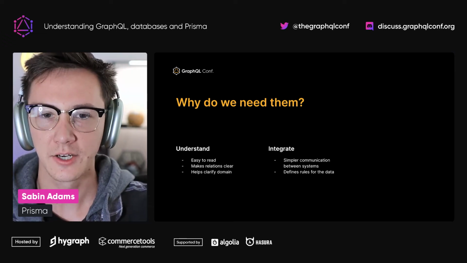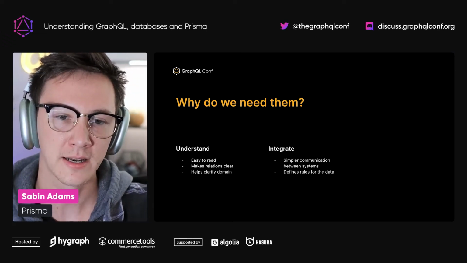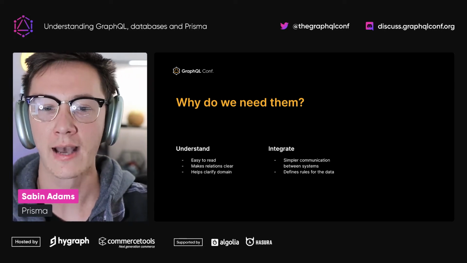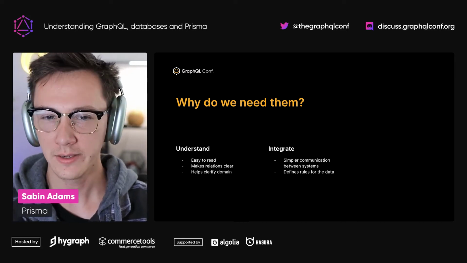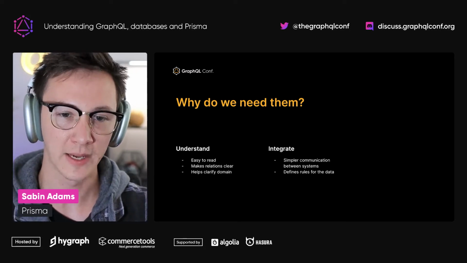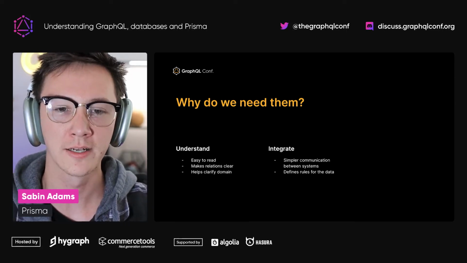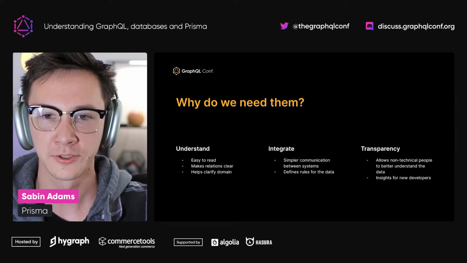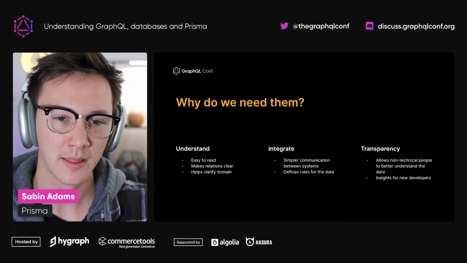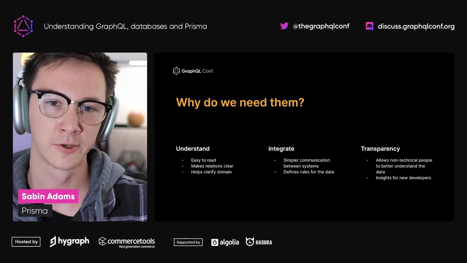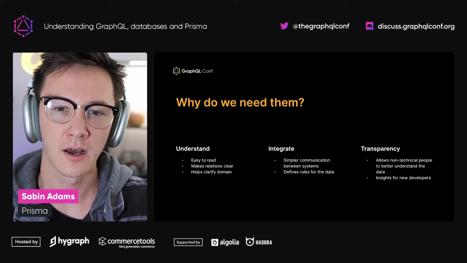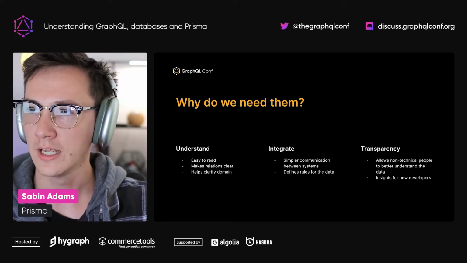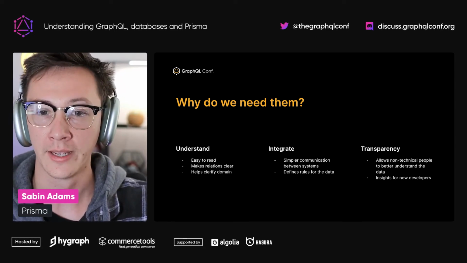The next piece is integrate. And what I mean by integrate is that it allows for simpler communication between systems and defining rules for the data. So as maybe microservices are communicating, these schemas can be used to generate types and expectations and sets of rules for what the data should look like as it crosses over the network. And then finally, there is transparency. And what I mean by this, and this is more of a higher level sort of benefit here, is that it allows non-technical people to better understand your data and gives insight to maybe new developers on your team or junior level developers working in your products.